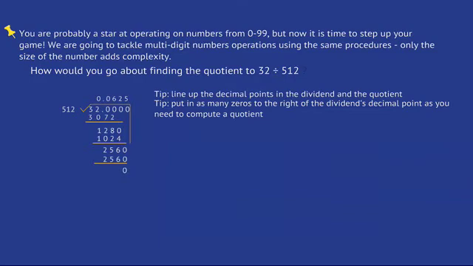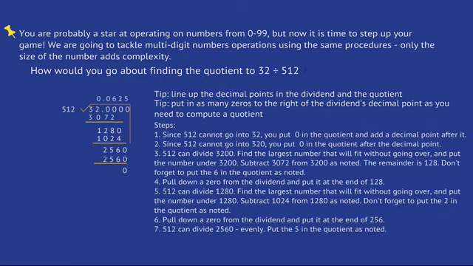So we have a couple of tips. Line up the decimal points in the dividend and the quotient, and put in as many zeros to the right of the dividend's decimal point as you need to compute a quotient. So from the example, you can see we've added a decimal point to the right of 32 and 4 zeros to the right of the decimal point. Above it, we have added a 0 and a decimal point, which we line up under the 32 dividend. And we have steps for you to go through when you go through the slides.